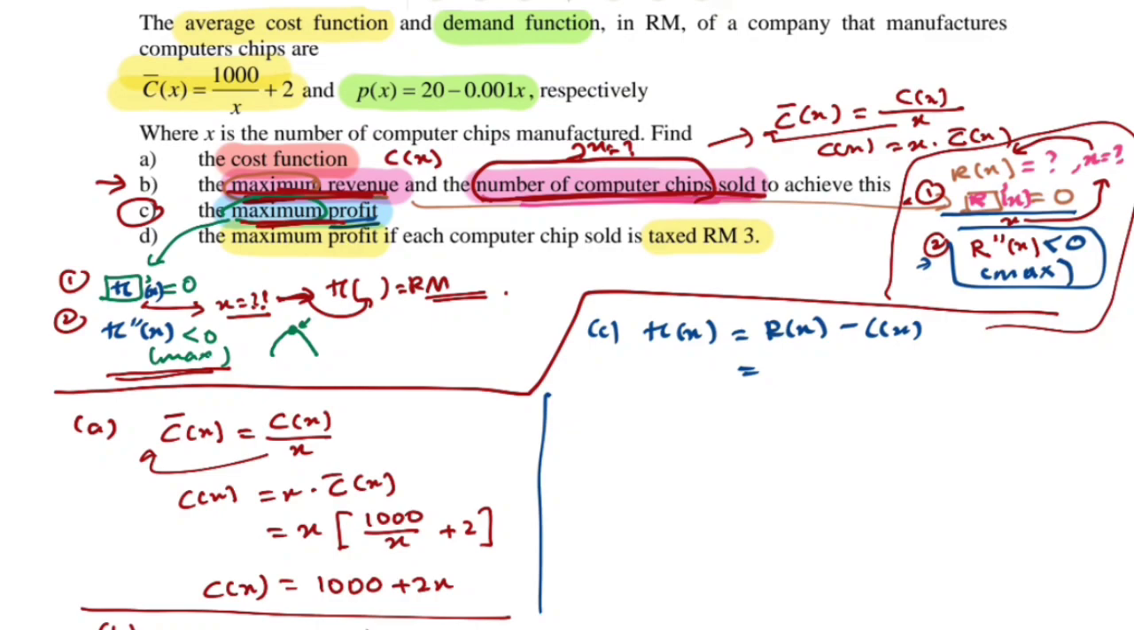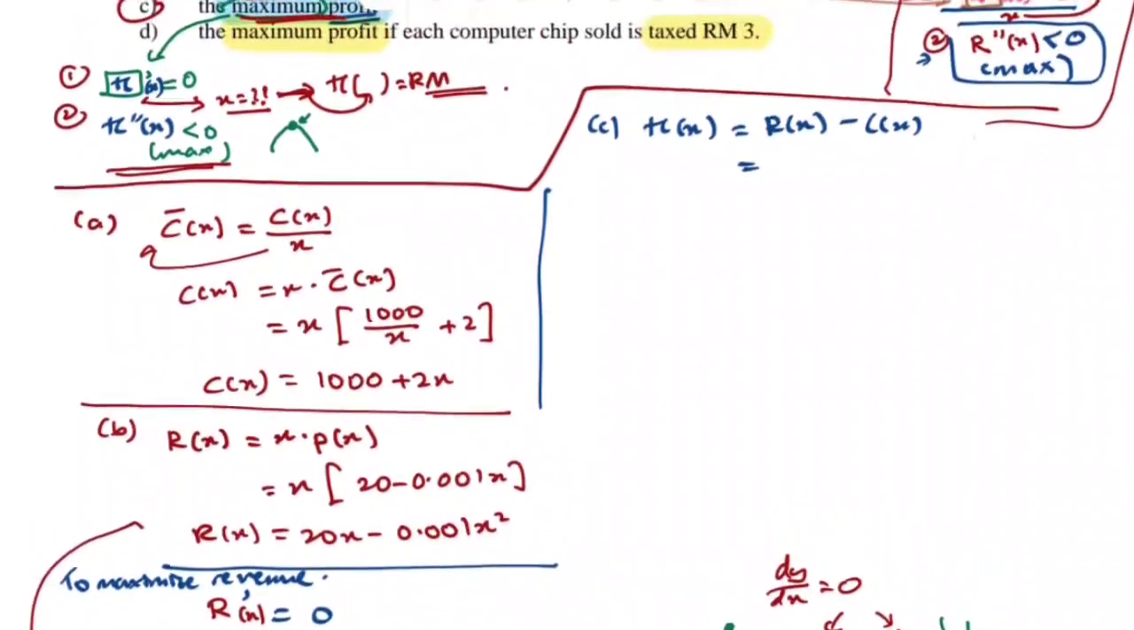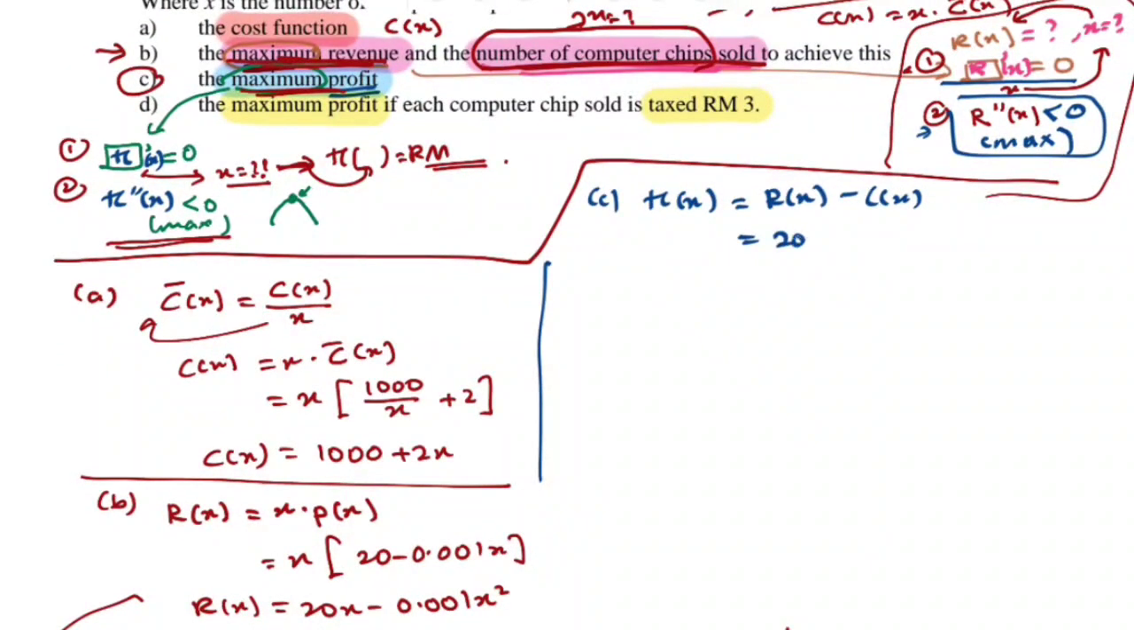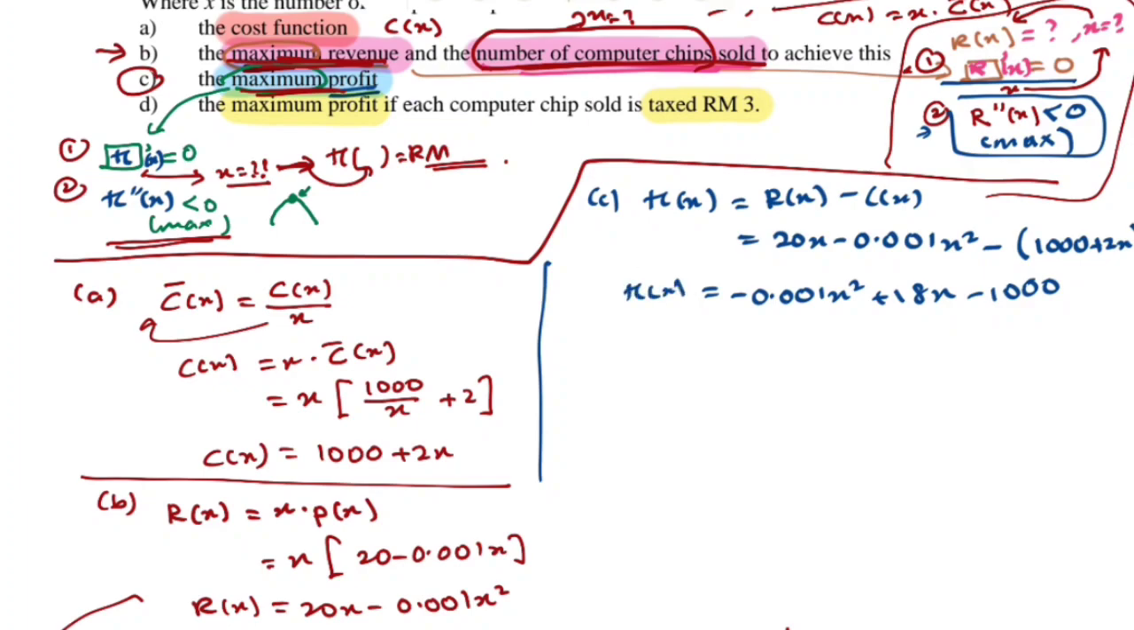You have found your revenue function in B. Write it down: 20x minus 0.001x squared. Subtract your cost function, 1000 plus 2x. Expand and simplify, and this is your profit function. After that, you have to differentiate the profit function and equate it to 0.